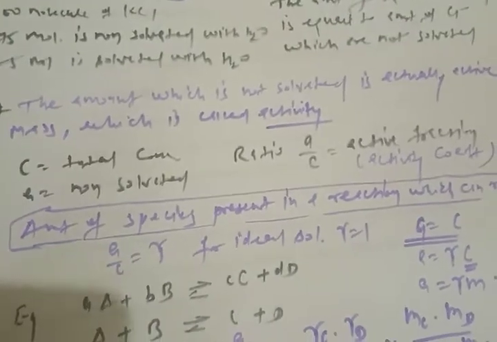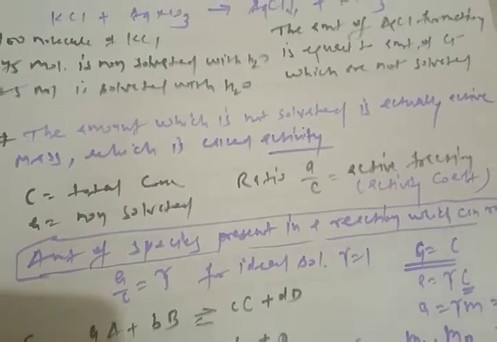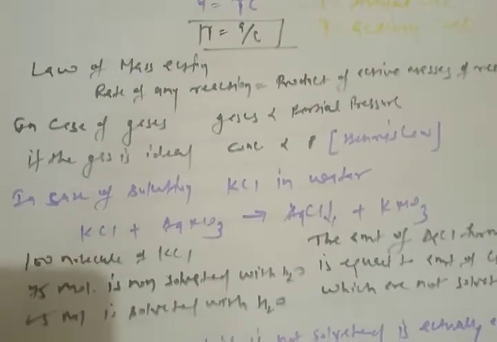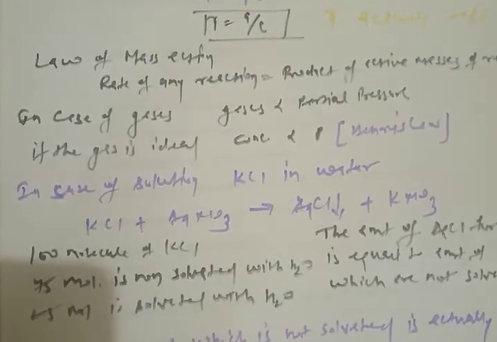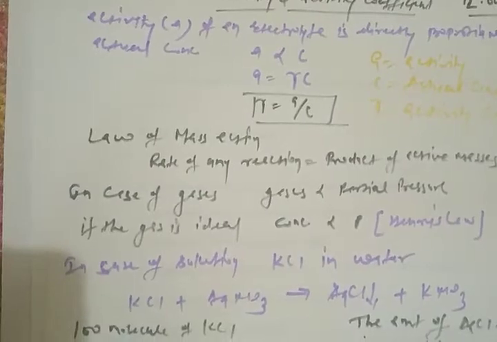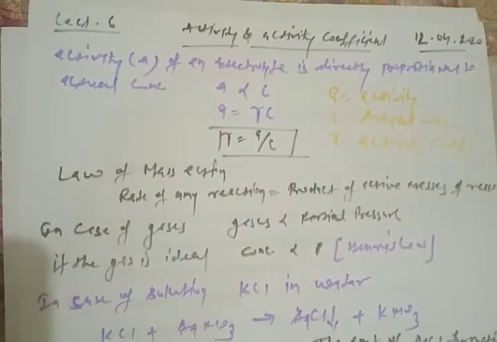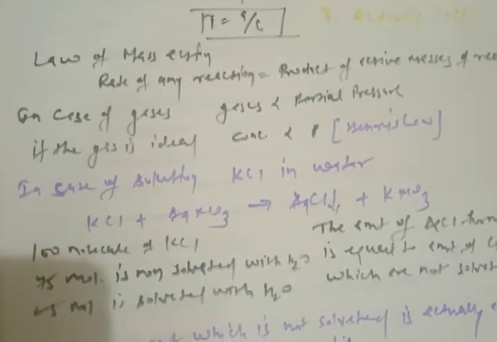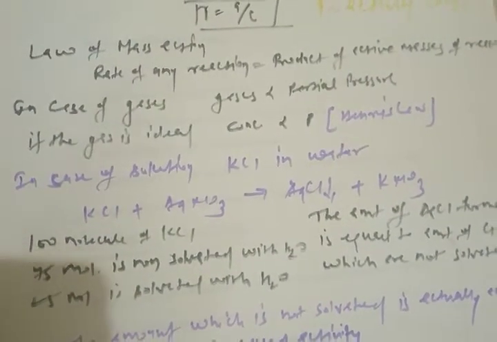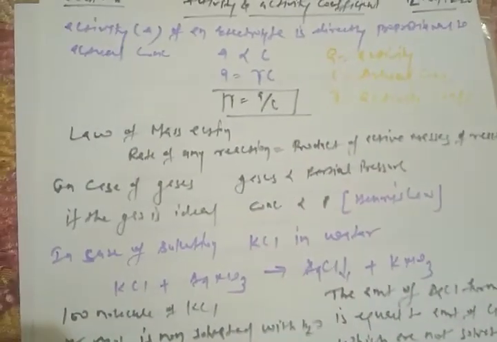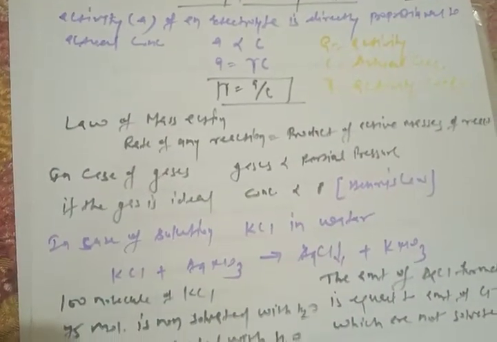So this is all about lecture number 6, the activity and activity coefficient. The upcoming video is very important. We are going to discuss the Nernst equation along with some applications on numericals. After that, I think within 1 or 2 lectures, your unit, electrochemistry, will be complete.